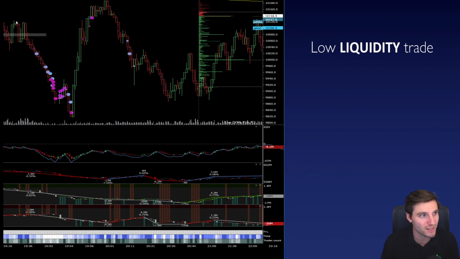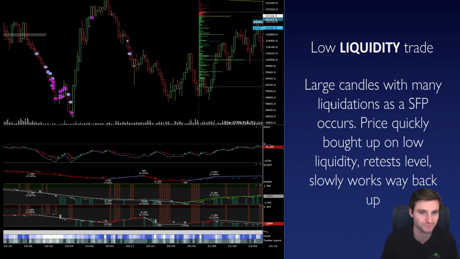Okay, all you've then done is retake the stops of the high, so the last region's highs, run those stops once more, and then you come down and you retest the level again on very high liquidity because you're building up lots and lots of small candles. Down at the low, you're building up lots of small candles. So you can see this, large candles with many liquidations as a swing failure pattern occurs, or a liquidation run. Price quickly bought up on low liquidity.